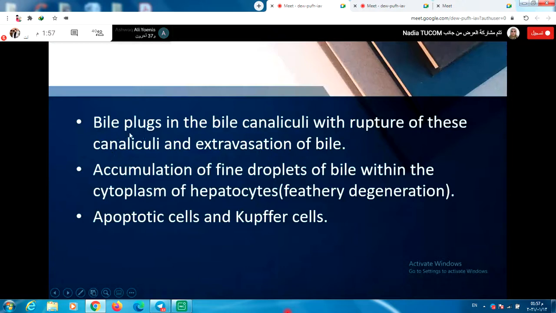Plugs or bile lakes or bile aggregates in the canaliculi with rupture of these canaliculi and extravasation of bile. So either intracellular or extracellular bile accumulation, droplets, and we call it feathery degeneration due to clumps of biliary secretion within the hepatocytes. And apoptotic cells and Kupffer cells are seen as a reactive process.